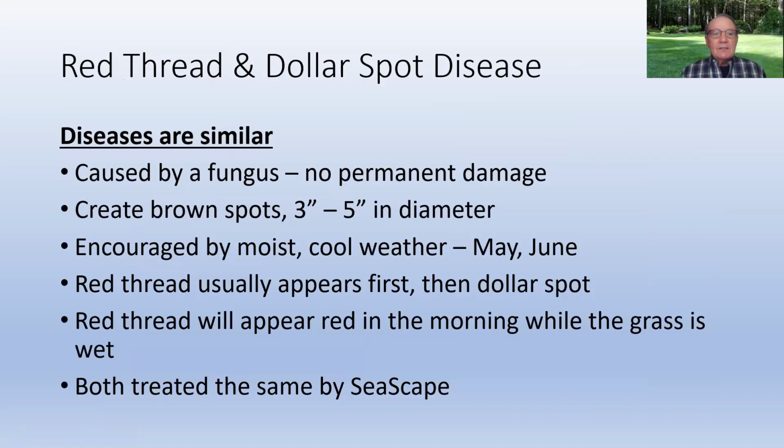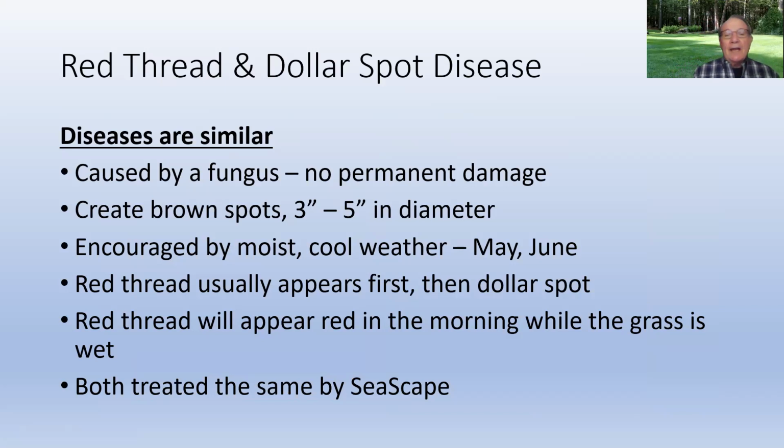Both of these diseases are caused by a fungus. It is what's referred to as cosmetic damage, meaning that neither one of these fungi is going to cause any permanent damage to the lawn. They are both going to create brown spots anywhere from 3 to 5 inches in diameter, and they are encouraged most by moist, cool weather.